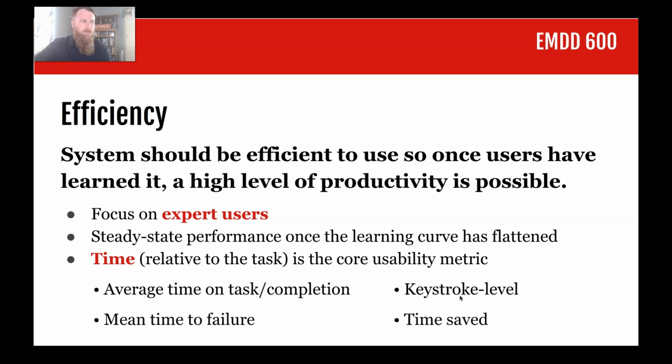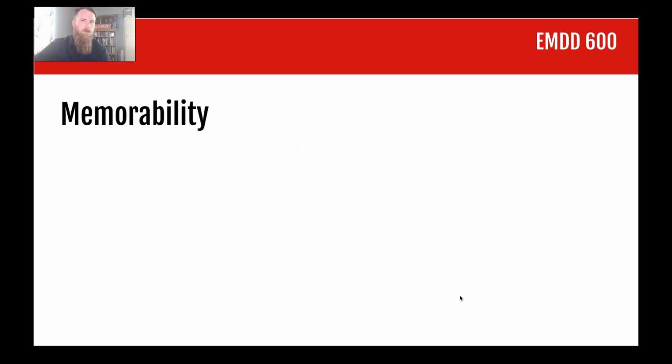The mean time to failure. So if you test 20 users and they all come up with a consistent time by which they fail at a task, or the system fails to provide them the information they need to complete it, how long does that take? And then on the other side of the equation, what's the time saved? As you're implementing recommendations for changes to a system, how can we measure how much time is saved by implementing those changes? So learnability, efficiency, now we go to memorability.